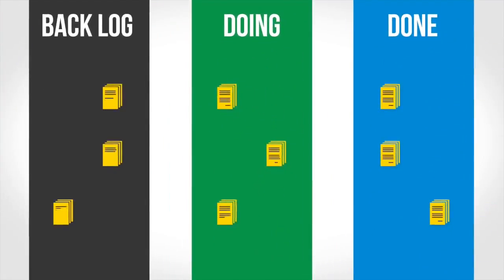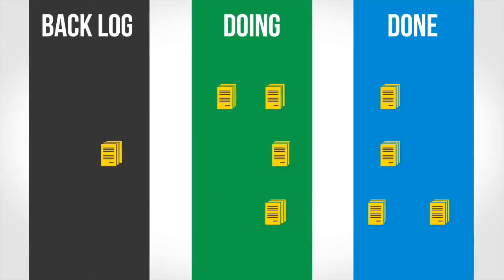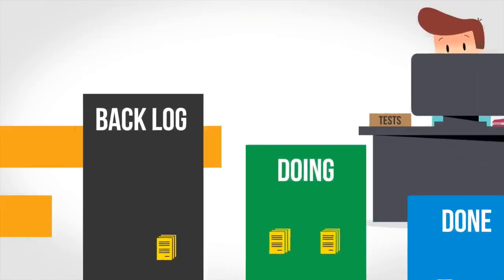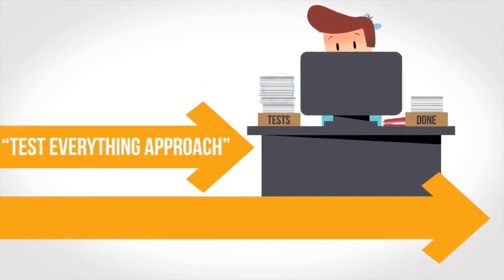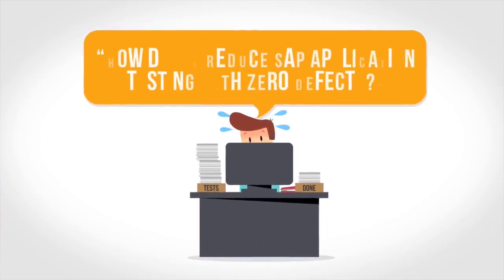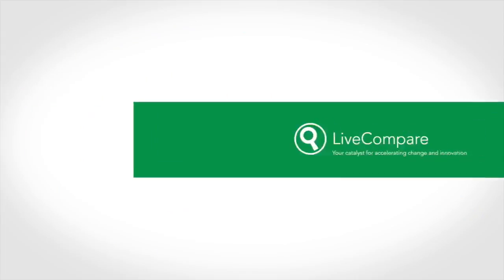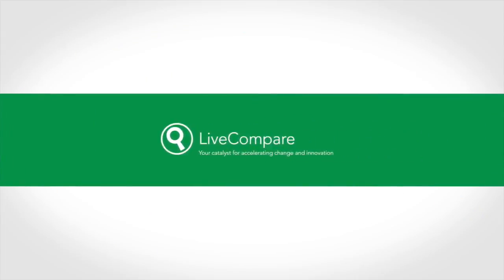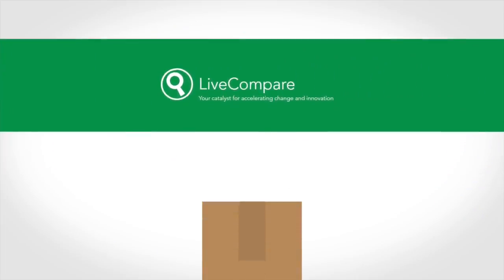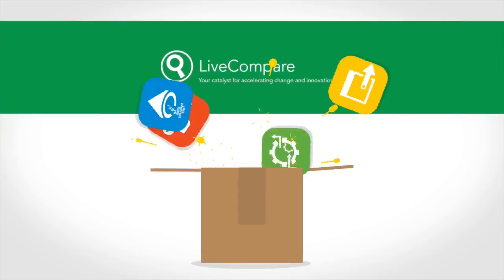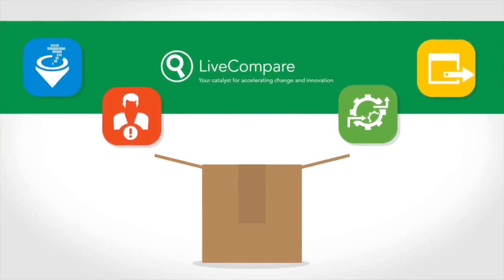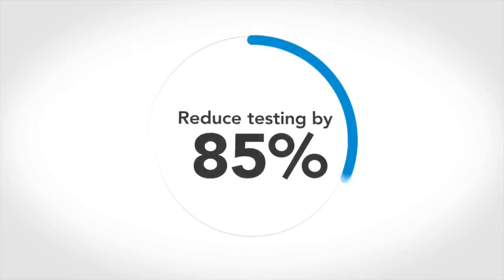In response to this, users are adopting agile development practices. But agile and the test everything approach don't work well together. How do we reduce SAP application testing with zero defects? The answer is Intellicorp's Live Compare software. Live Compare is a simple, out-of-the-box solution which will reduce SAP application testing effort by around 85%.